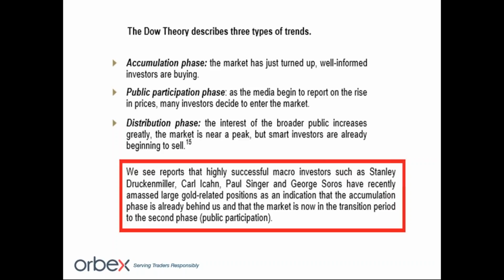And you've got the distribution phase. When you zoom out onto your chart, you see the highest point to be really volatile, the peak area, but then it's got a sort of volatile sideways market. That's usually the distribution phase. The interest of the broader public increases greatly. The market is near peak, but smart investors are already beginning to sell. So that's basically what it means.